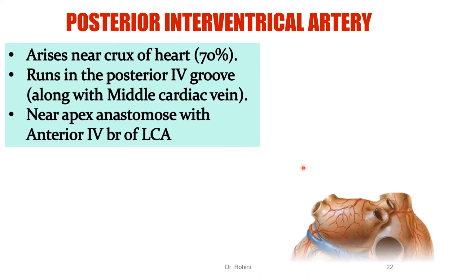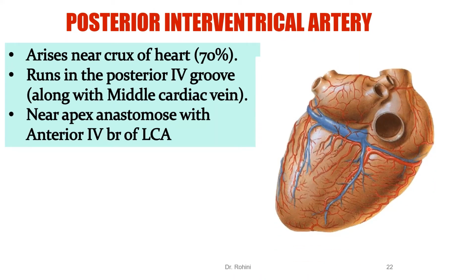It runs in the groove, and you must be knowing till now all the grooves and their contents. It should be on the tip of your tongue, what are the contents of the anterior interventricular groove, posterior interventricular groove, right atrioventricular sulcus, left atrioventricular sulcus, anterior part, posterior part. You should be knowing all the contents. So here it runs in the posterior interventricular groove, where it is accompanied by the middle cardiac vein. And here it ends near the apex.